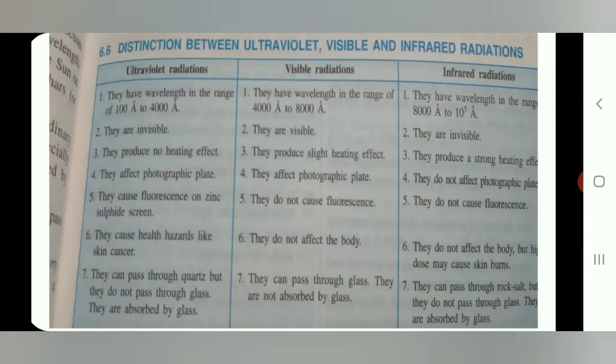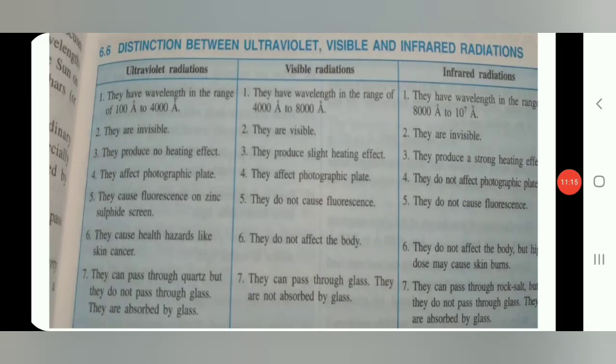Now this is a distinction between ultraviolet, visible, and infrared radiations. Ultraviolet radiations have wavelength in the range of 100 angstrom to 4000 angstrom. This is a tabular form. From this you can easily learn. It will show you the causes, how they are obtained, how they affect something, whether they produce a heating effect or not, and whether they are visible or invisible.